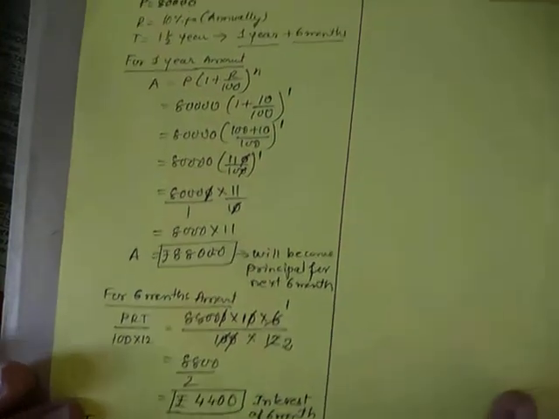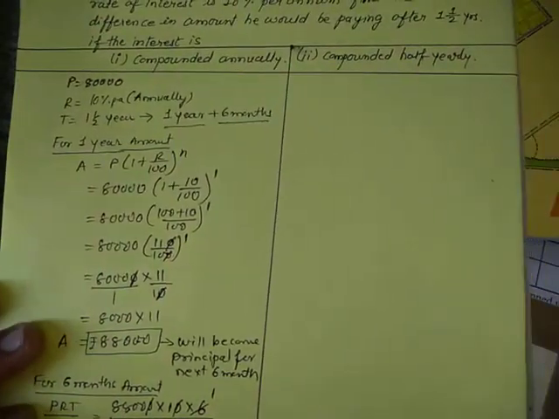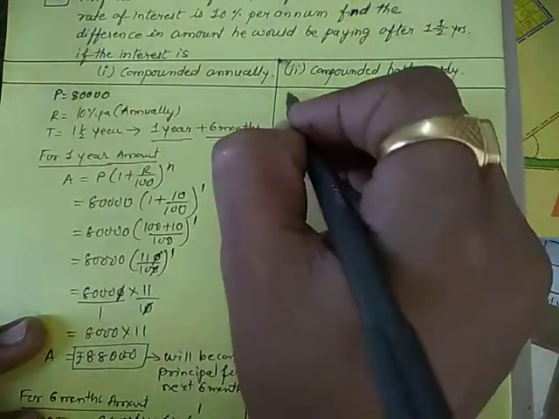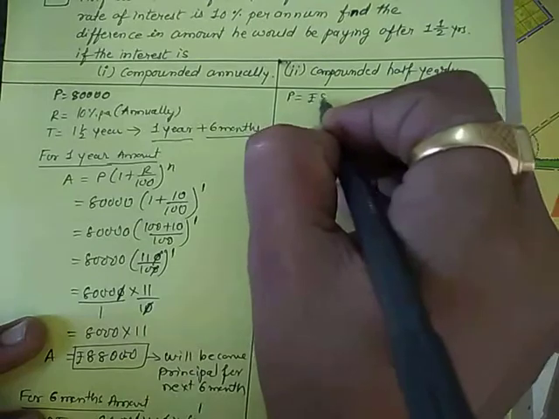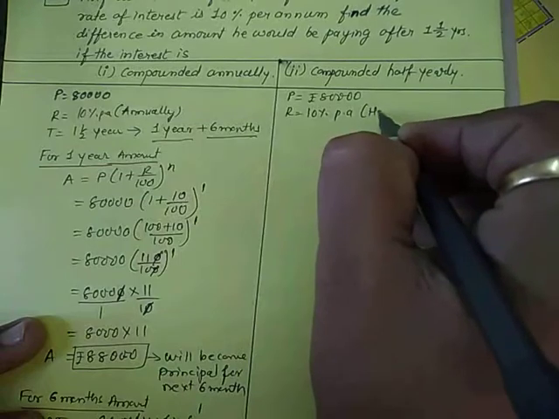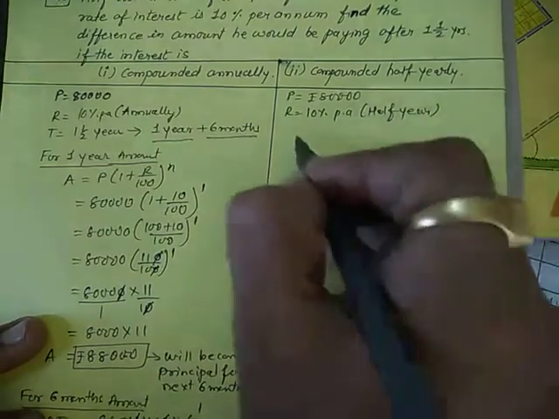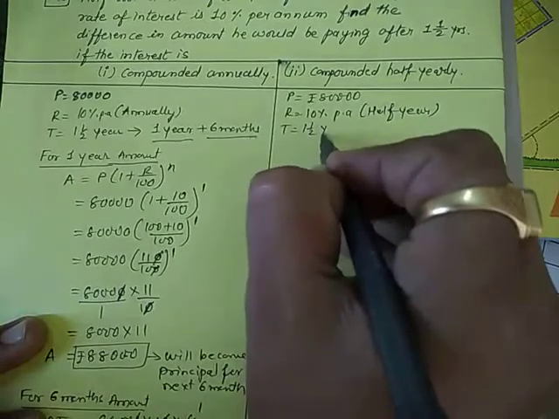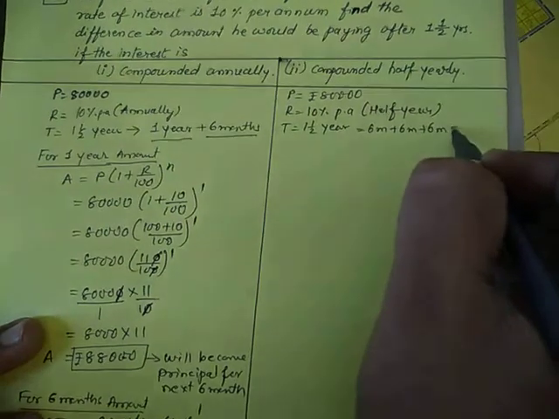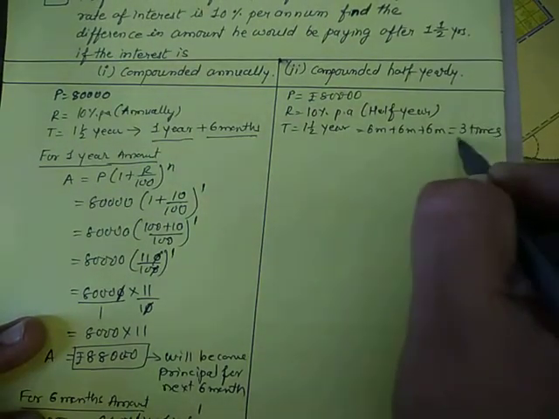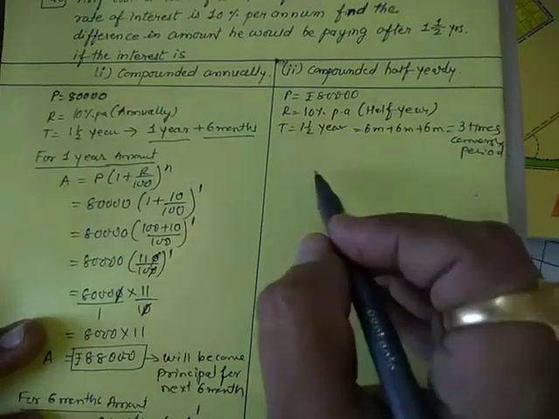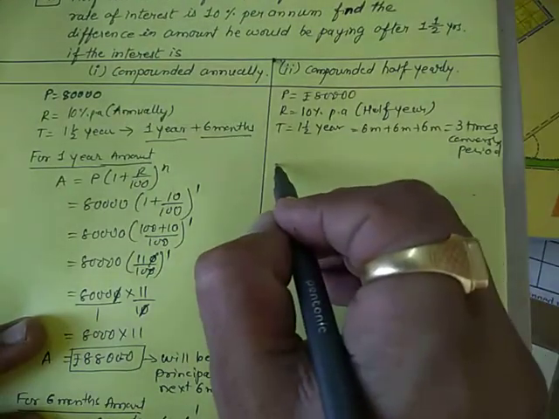Now the same thing if compounded half yearly. So here I got number 1. Now here, principal amount will be rupees same, that is 80,000, rate 10% per annum, but here half yearly, remember, and time is 1.5 years. So 1.5 years means 6 months plus 6 months plus 6 months, means how much? 3 times conversion period. 3 times. Okay.